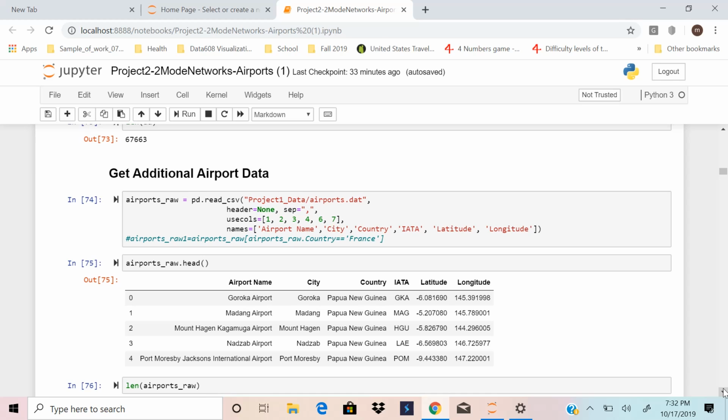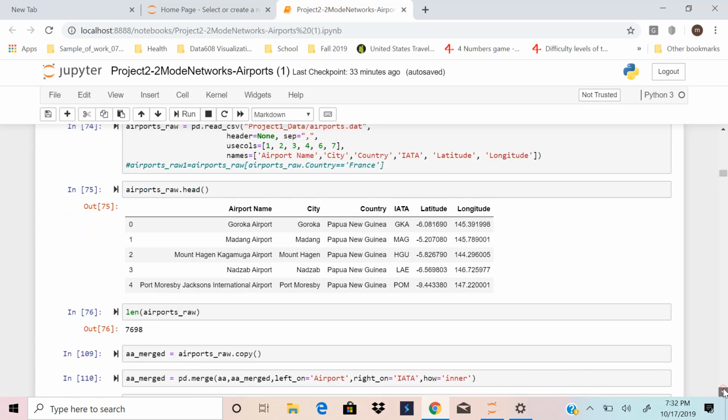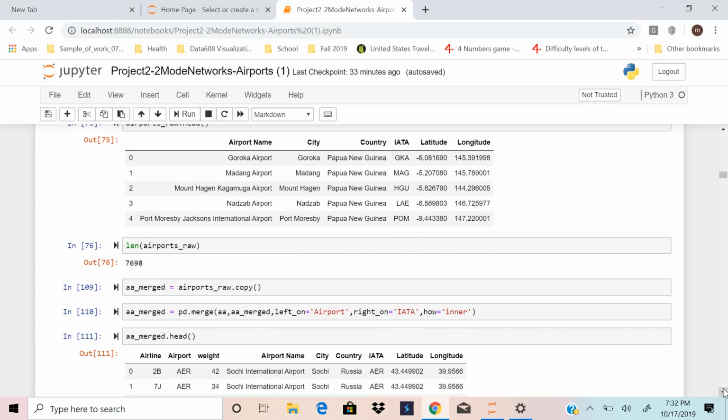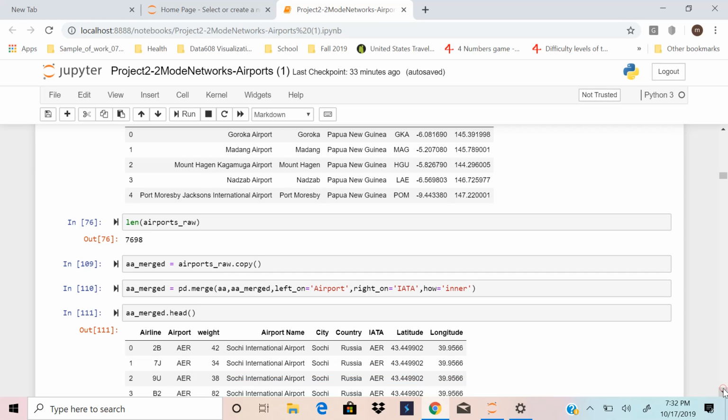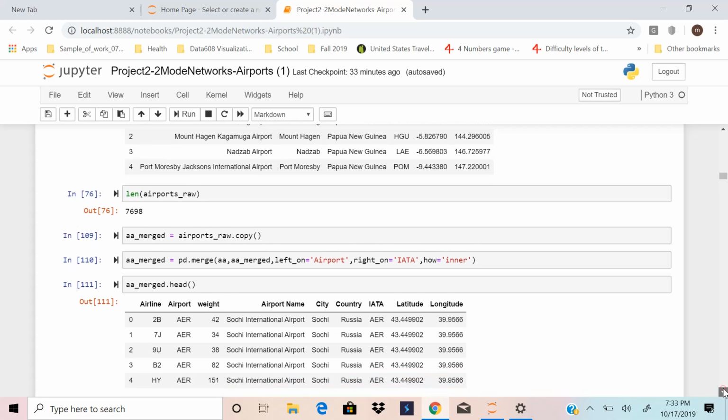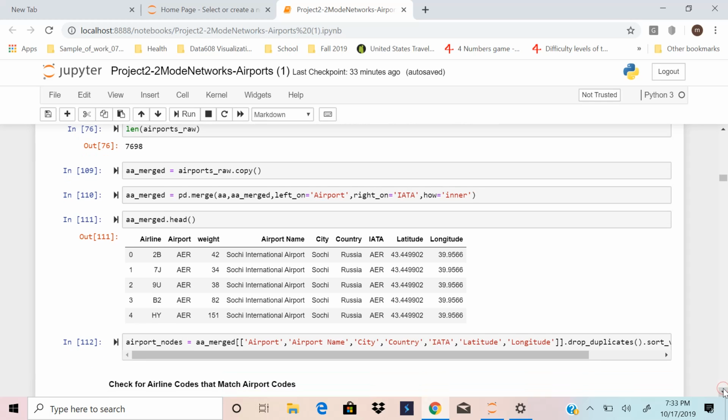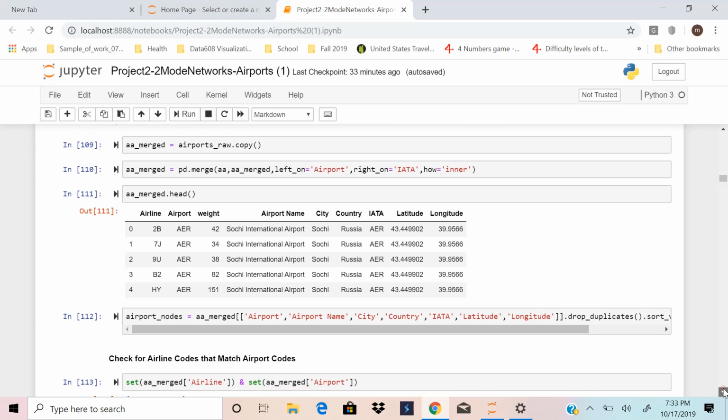We also took additional airport information: airport name, city, country, and location of the airport. You can see the first 5 rows here. We got 7,698 different airports all around the world. We merged the data, so we got airport information merged with our routes.